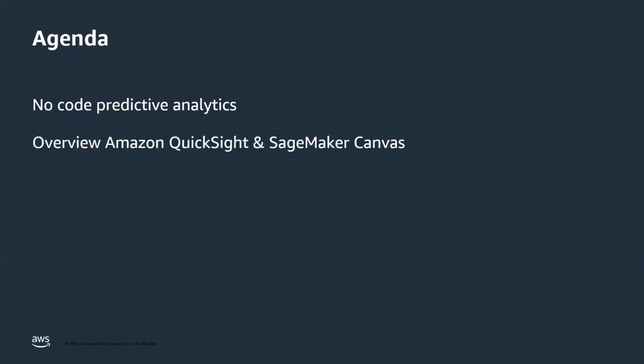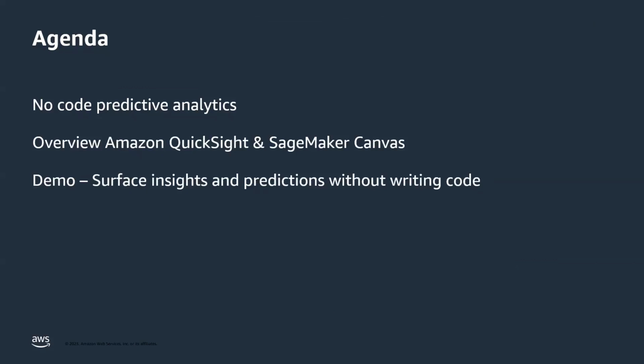So for today, we're going to start with the overview of the value of no-code predictive analytics, the why. Next, we'll do a quick overview of both Amazon QuickSight and Sagemaker Canvas, just to level set for the audience, and then also talk about the integration points between the two. Then we're going to look at a demo, how a business analyst can create a model in Sagemaker Canvas, send the predictions to QuickSight, and build an analysis without writing any code. And then finally, I'm going to leave you with some resources to get started.